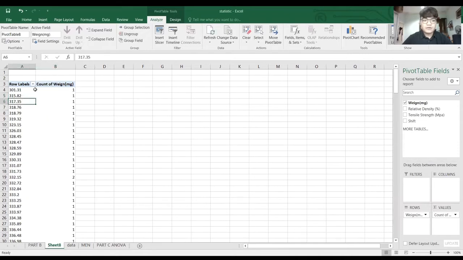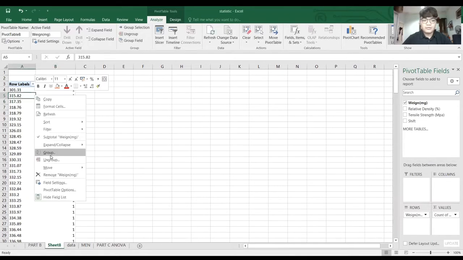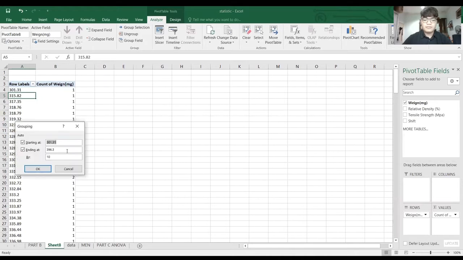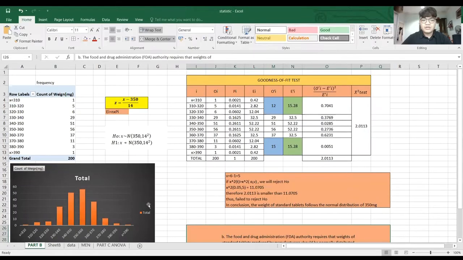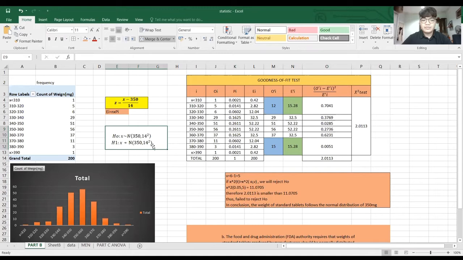So for the left column, we're going to put it in group, based on 300 as the lowest value and 400 as the maximum value. Then we can get the range of data. The next step is to make the hypothesis statement, which is this one. The 350 is the mean value and 14 is the standard deviation value.